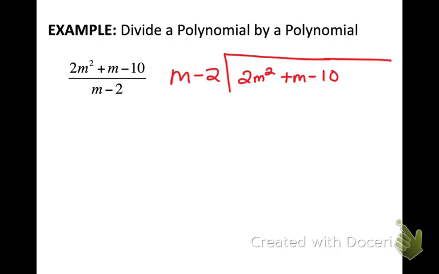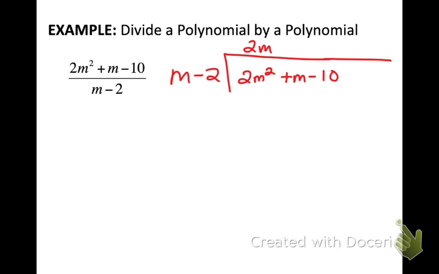If I did 3 going into 184, what do I do? 3 times what gets you 18? 6. Then I multiply this to get to 18. So using that same idea, ignore the minus 2 for now. What times m gets me to 2m squared? 2m. So I'm going to put 2m up top.